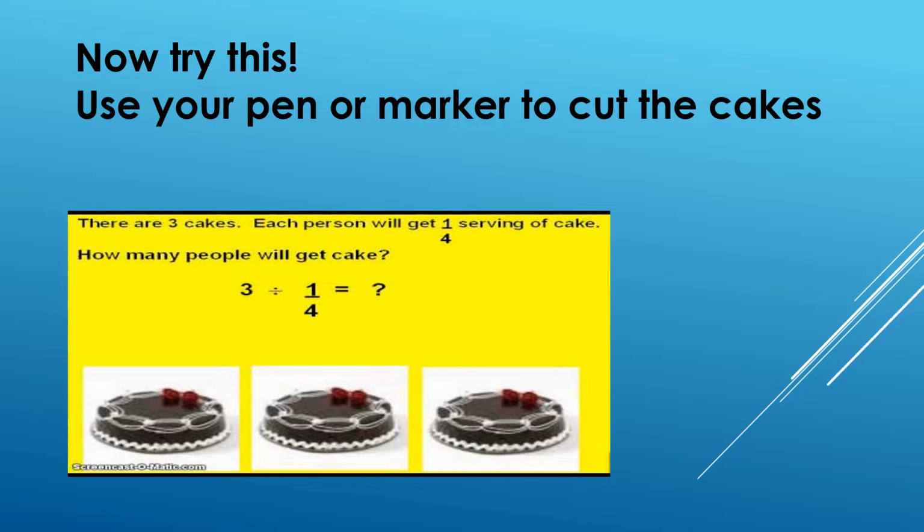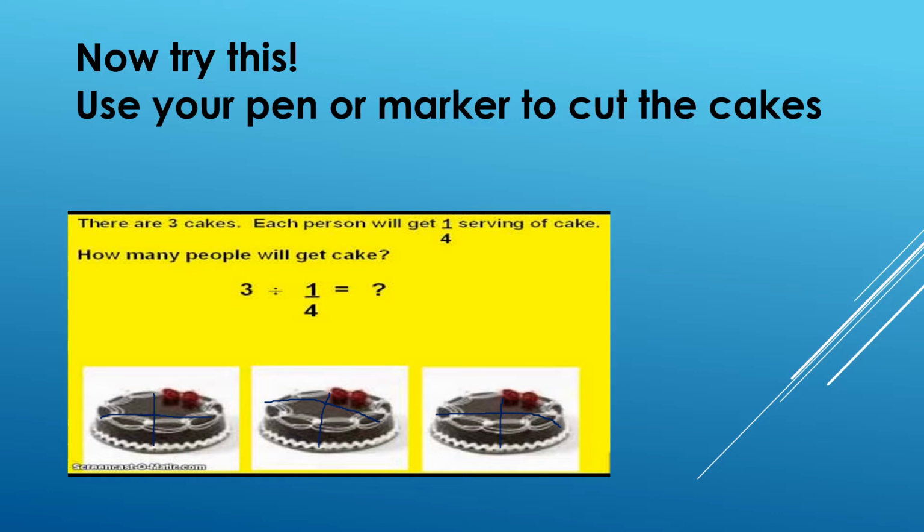Let's try. You can draw your cakes on your math notebook. You can draw any flavor, a chocolate cake, a strawberry cake, an apple cake. So let's use a pen and let's cut each cake into 4th. Okay, this is the first cake. This is the second cake, right? And this is the third cake.